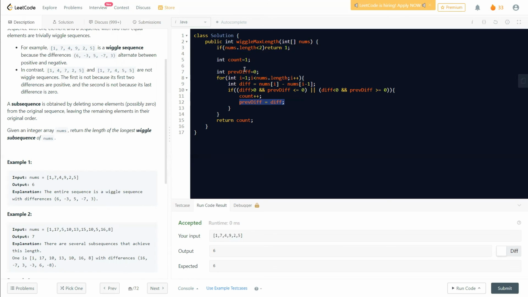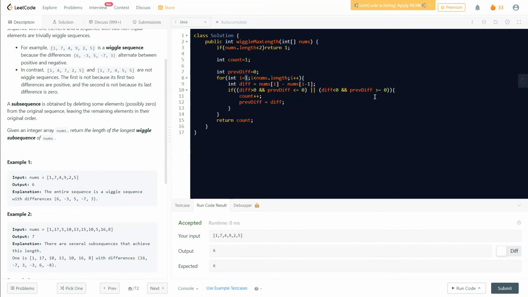Now moving ahead, we took a previous difference, pointing out what our difference previously was, and then we went from array index 1 till the num length. At each position we found the difference, and we check if the current difference is positive and our previous difference was negative, or our current difference is negative and our previous difference was positive. So that's the idea: what was the previous difference and what is the current difference.